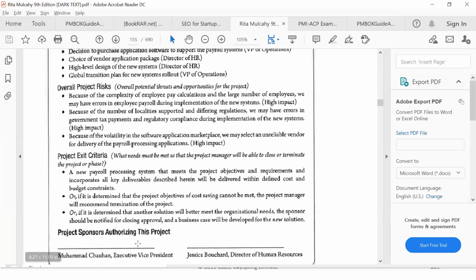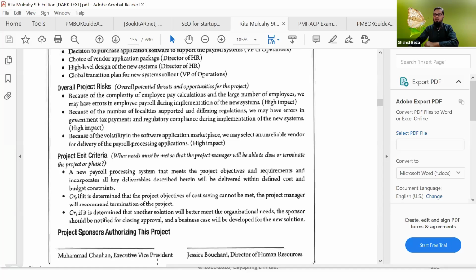Finally, the signatory will be the sponsor. If the sponsor signs this project charter, that means the project has officially kicked off. You can start the project, right? As a project manager, now you can ask for budget, you can ask for resources, and you can start the project. Now people will listen to you. So this is the official document which strengthens you as a project manager to run the project. So this is the content of the project charter.